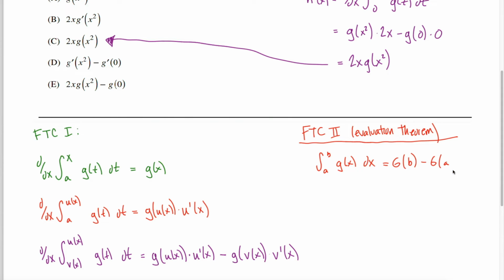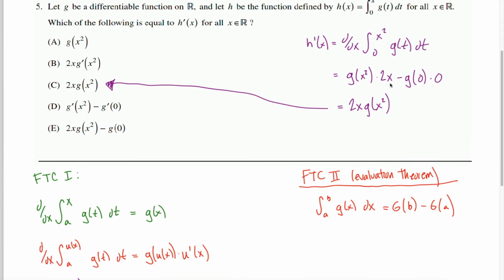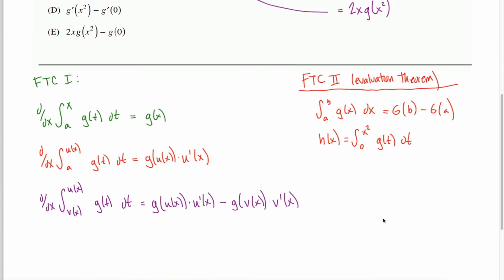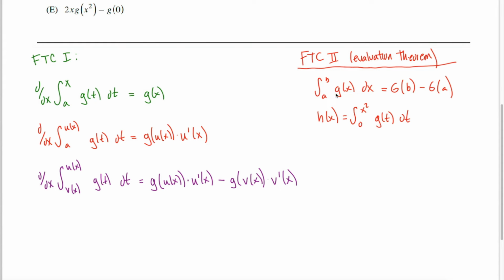If you understand the evaluation theorem, you can take this original function h of x, which is defined to be equal to the integral from 0 to x squared of g of t dt, and you can rewrite it without this integral, right? That's what the evaluation theorem tells you. It says when you have an integral from a to b of some function, all you got to do is figure out the antiderivative of that function, evaluate it at the endpoints, and subtract.